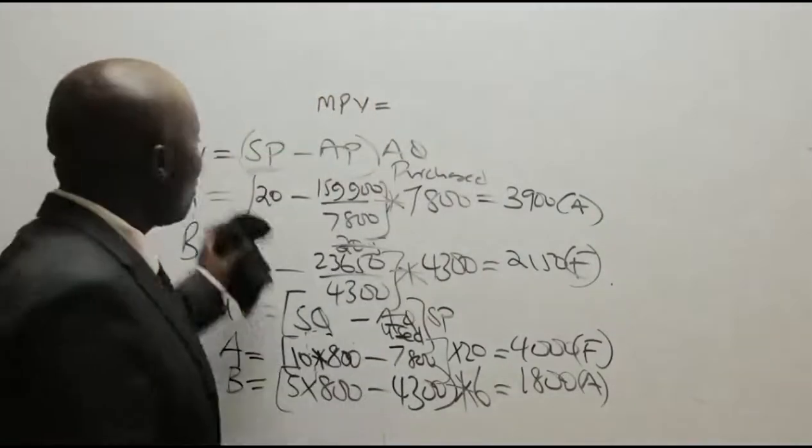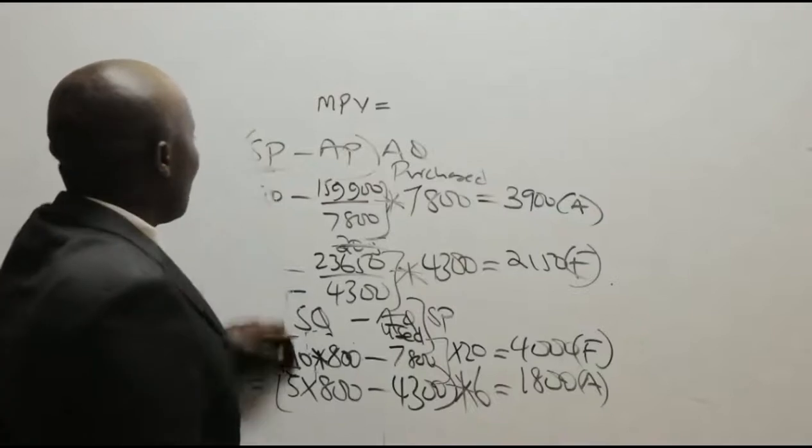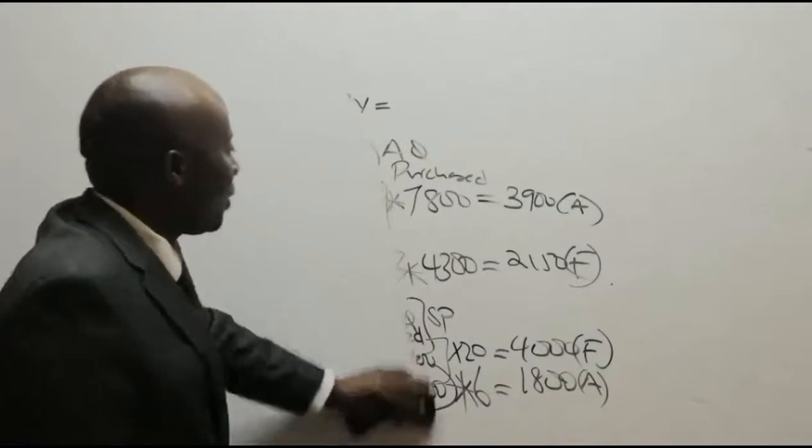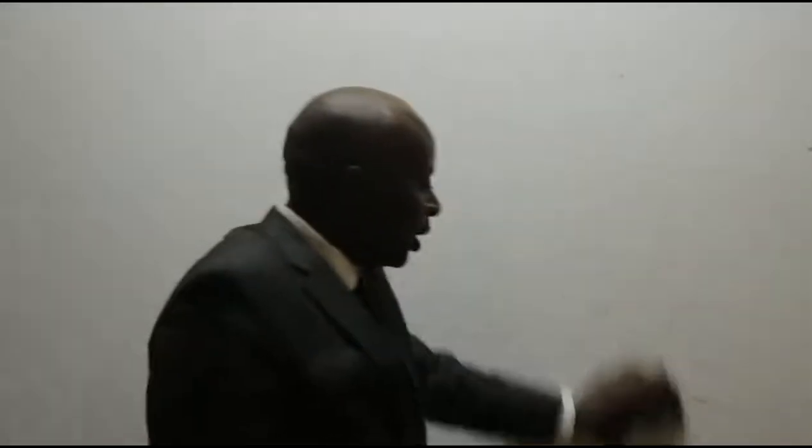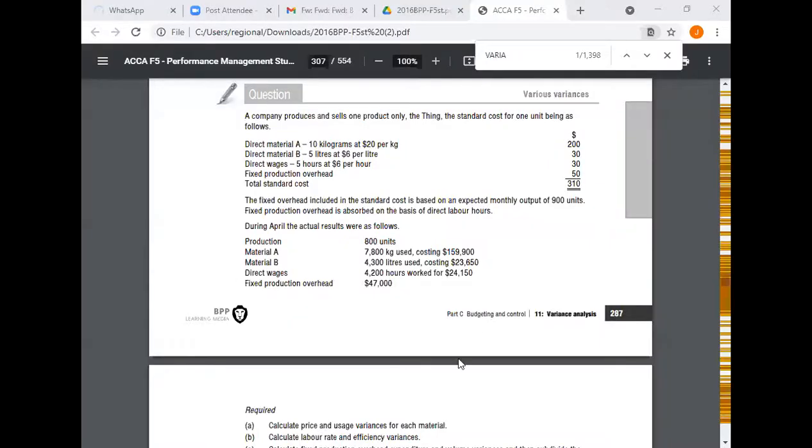So now we are through with the material variances, that is material price variance and material usage variance. Now from there, look at number 2 of this question. They want us to do something very easy. This easy thing is to calculate the labor rate and the labor efficiency variance.